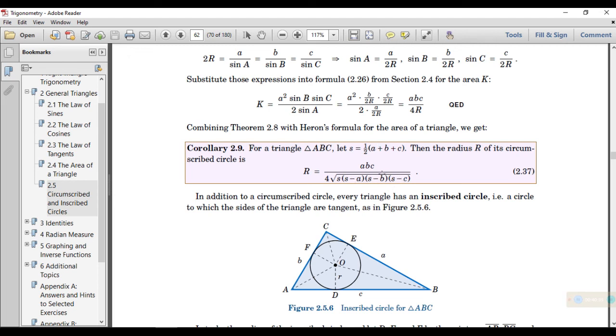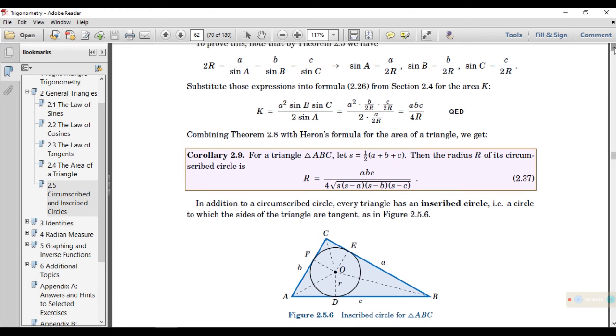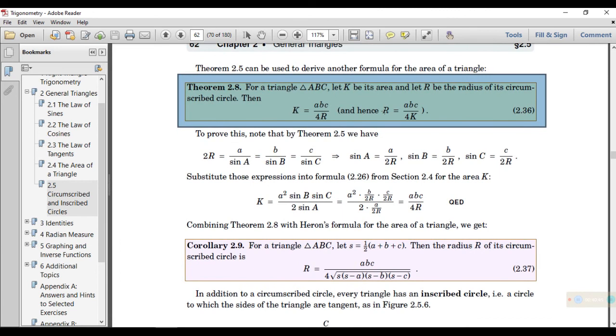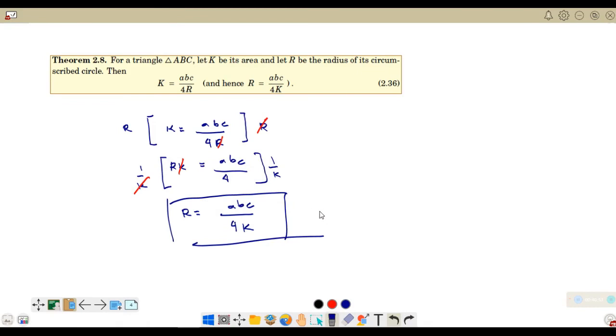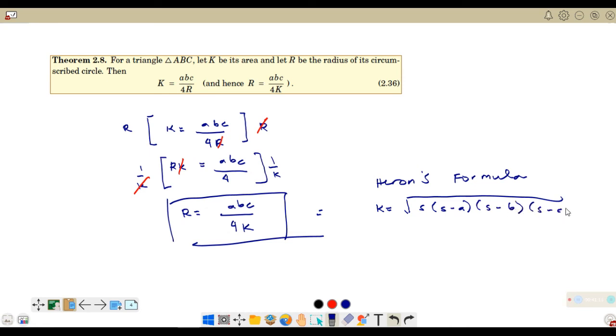Saan po ito galing? Pag given ka ng lahat ng sides, di ba ang K natin using the Heron's formula, extend lang natin to ulit. Sanay ako na Heron siya tawagin, kasi may kakilala akong Heron talaga. Pero this is read by others as Heron's formula. So, K is equal to the square root of S times S minus A times S minus B times S minus C, right?